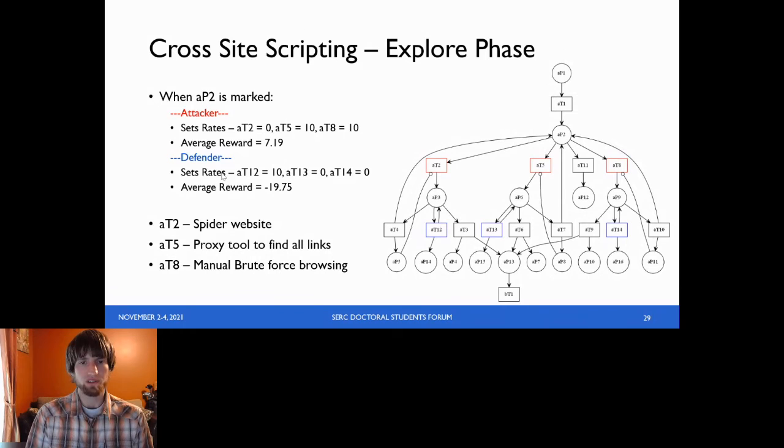On the left side, when AP2 is marked, this is an example of the strategies. So for example, when AP2 is marked, the defender would choose to set the rate of AT12 to 10, AT13 to 0, and AT14 to 0. This would lead to an average reward of negative 19.75. For the attacker, they would set the rate of AT2 to 0, AT5 to 10, and AT8 to 10, which yields an average reward of 7.9. This is the result of the reinforcement learning algorithm, and for this particular state, this is the optimal answer that the reinforcement learning algorithm discovered.